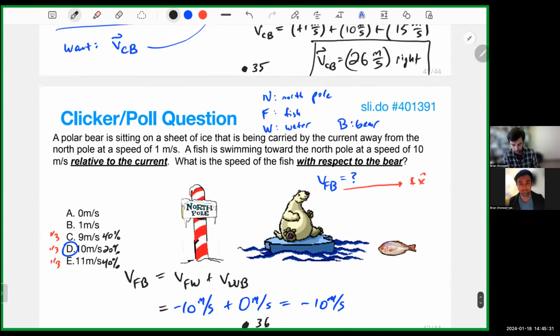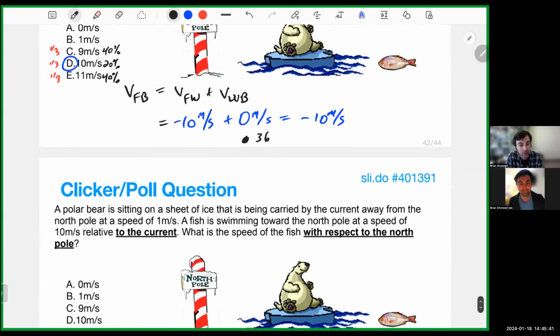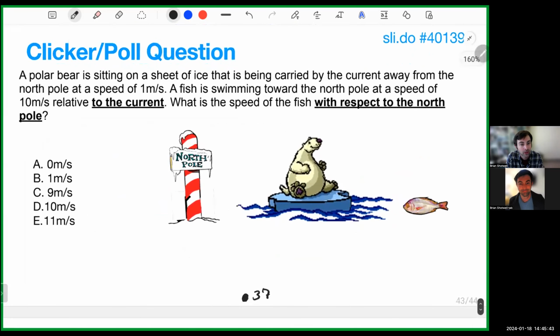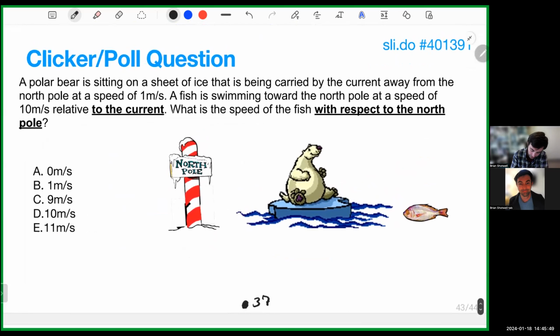Okay, so we did this question in lecture, which was rough, obviously. But even if you're confused now you know how to do it. So let's make sure. Okay, so we introduced the 4 objects last time. So we had the North Pole, we had the bear, we had the water, and we had the fish.